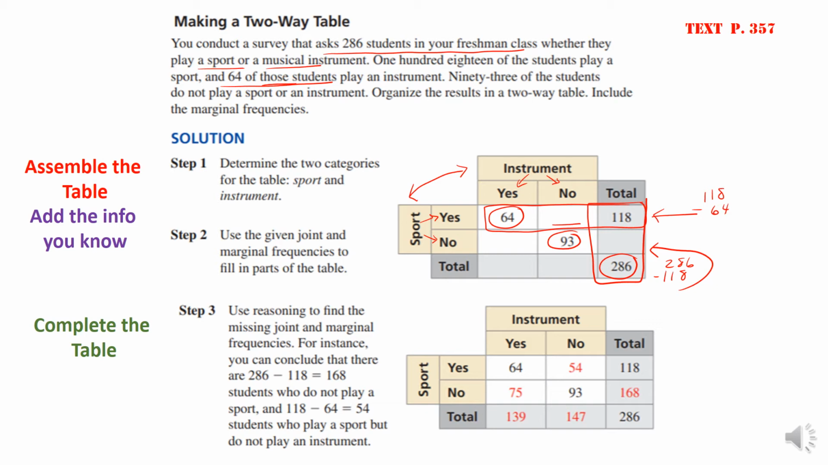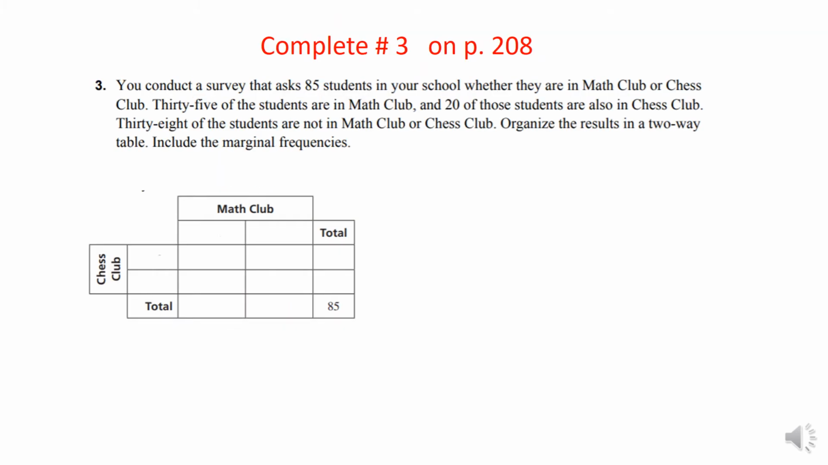So check that out. We're going to do an example together. Okay, you conduct a survey that asks 85 students. There's my total, whether they are in the math club or the chess club. And we're going to put yes, no, yes, no. Okay, 35 of the students are in the math club. Okay, 35. 20 of those are also in the chess club.